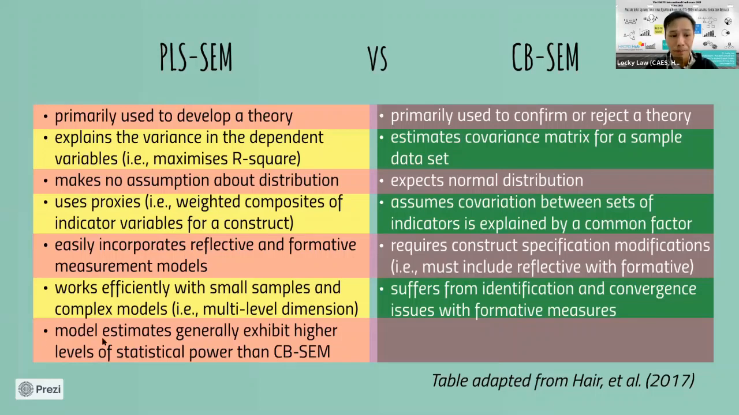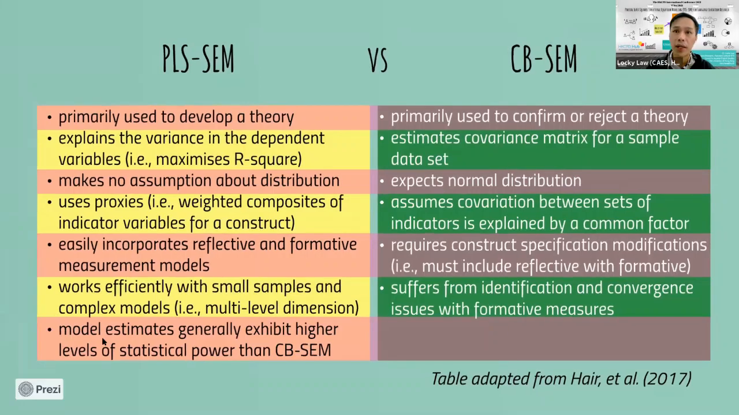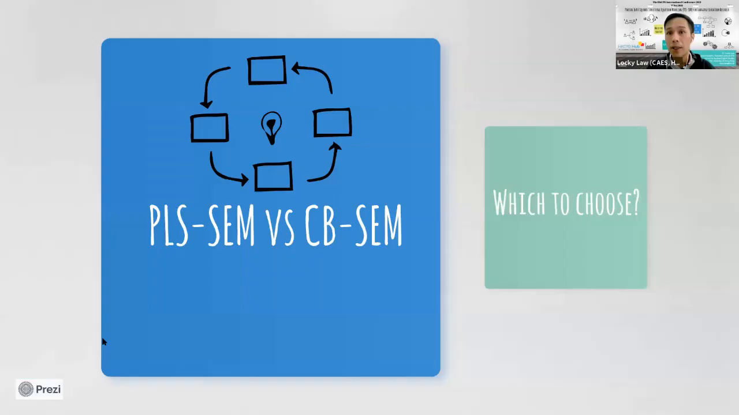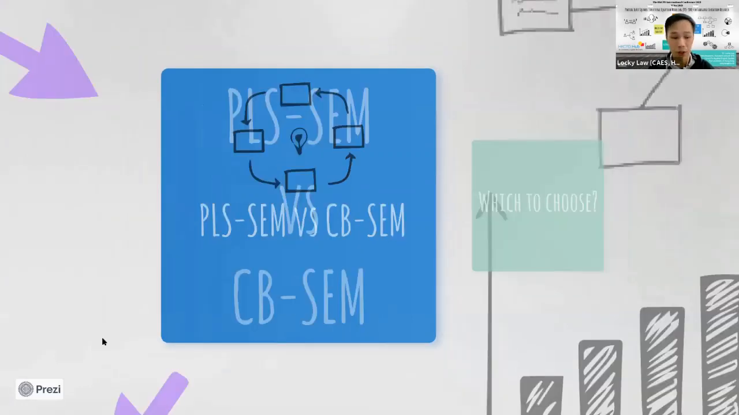And I think the final point is that the model estimates for PLS SEM generally exhibit higher levels of statistical power than CB SEM. So that's something for you to compare, and I'm not saying which one is superior over the other, but you need to know which one is more suitable for your purpose of research.